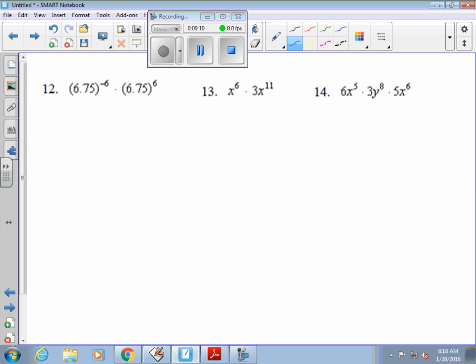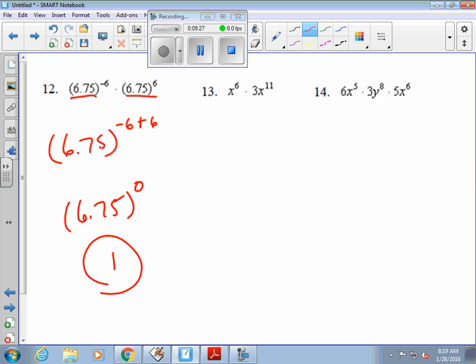6.75 to the negative 6 times 6.75 to the positive 6. Again, same base, 6.75 for both of them. So you add the exponents, negative 6 plus 6, which is 6.75 to the 0 power. And again, anything to the 0 power is 1.